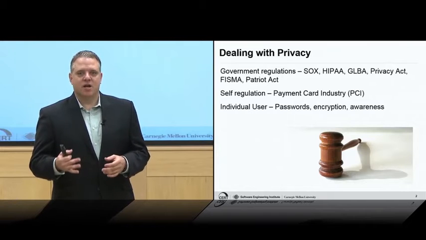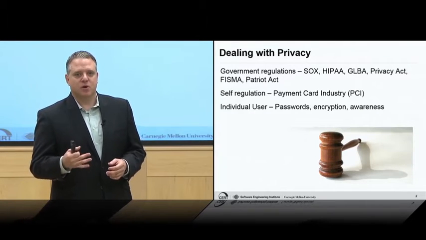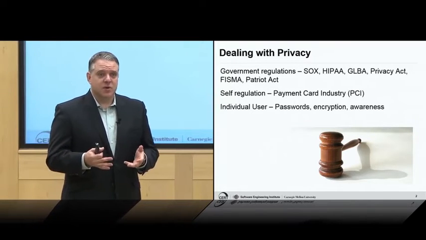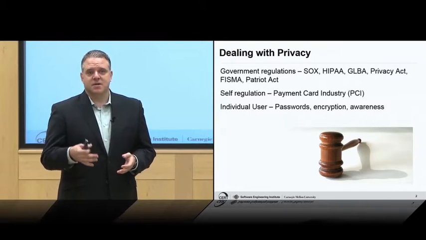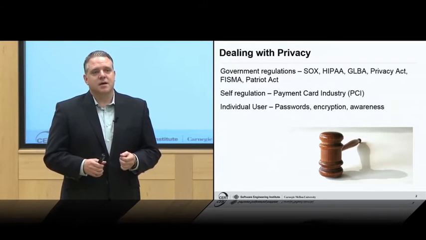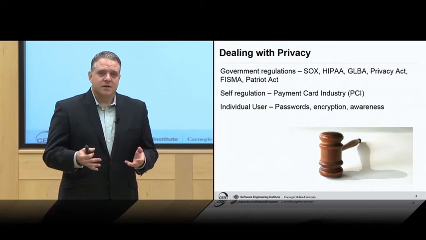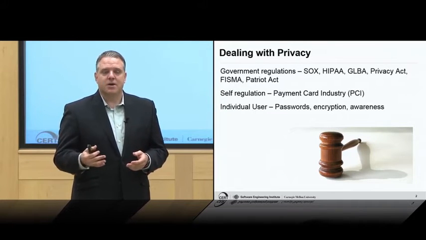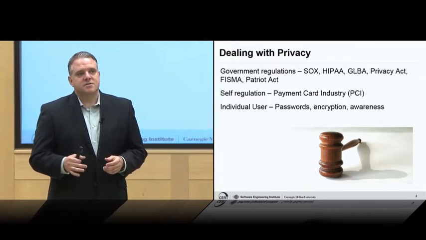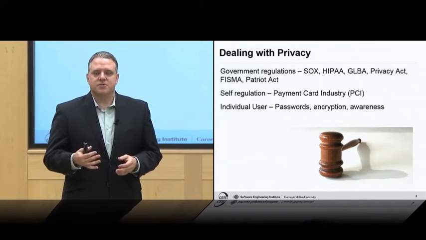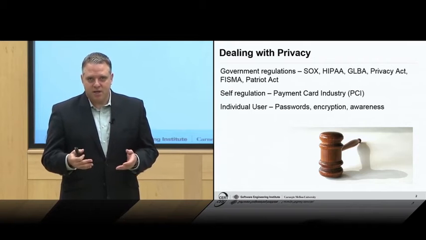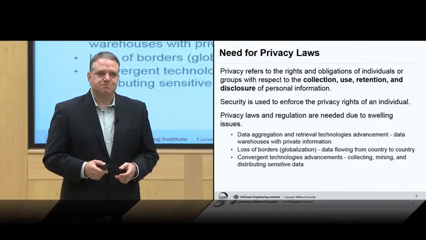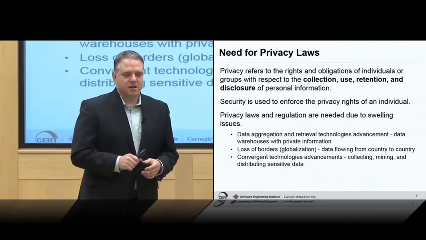As you can imagine, there are a lot of regulations out there with regard to privacy information. Various U.S. government regulations like SOX, HIPAA, GLBA, Privacy Act. There are self-regulated privacy regulations like PCI, payment card industry. And then there's individual user privacy information, things that an individual user might want to keep secure or private, like passwords and encryption. Why do we need privacy regulation?